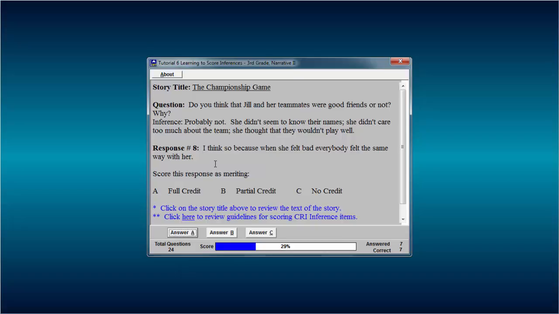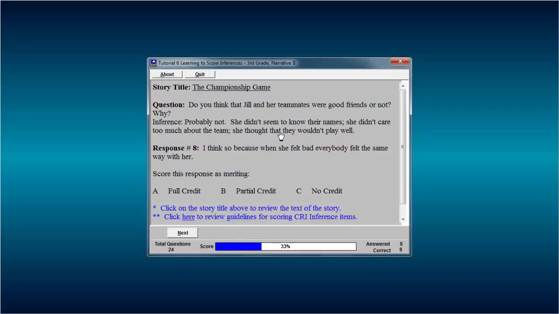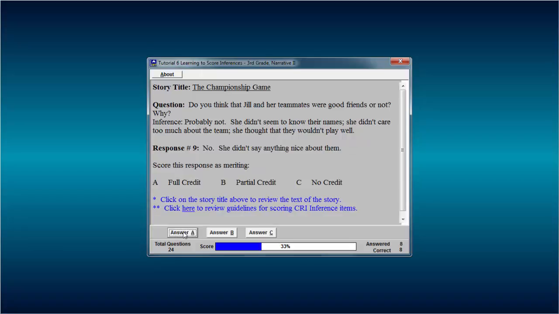This student for number 8 says, "I think so, because when she felt bad, everybody felt the same way with her." Again, zooming in on something in the text, Jill feels bad. But now she takes it beyond what the story would have to say. So, did the others feel the same way? No. So this is no credit. All right. Now, let's move on to number 9.